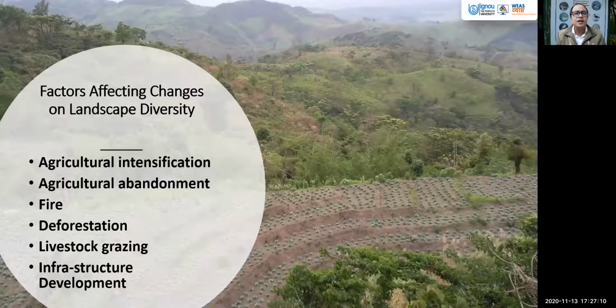So what are the factors that affect the changes in landscape diversity? As we know, the diversity of landscape is very high across the world. What are the factors that affect those changes? Agricultural intensification to have more production, and agricultural abandonment. For example, we have this old practice of zoom cultivation. This also has an impact on the particular landscape.